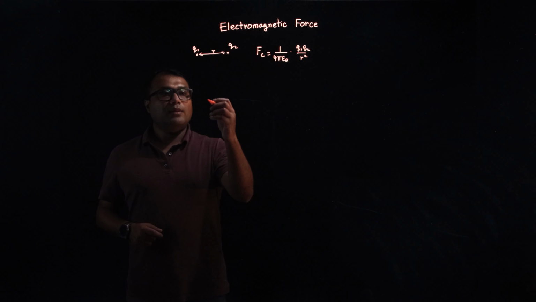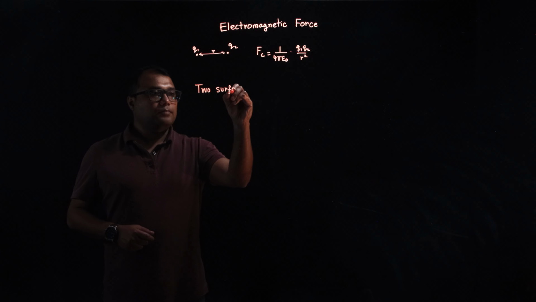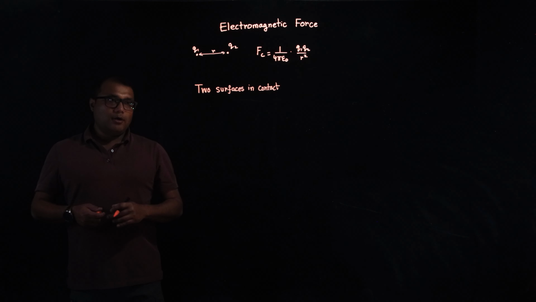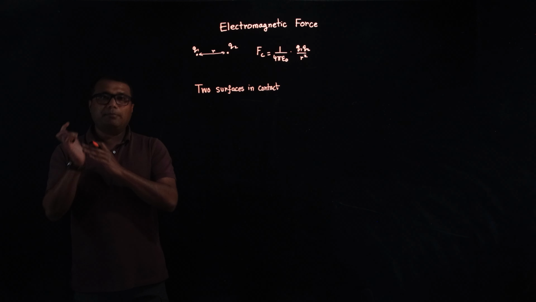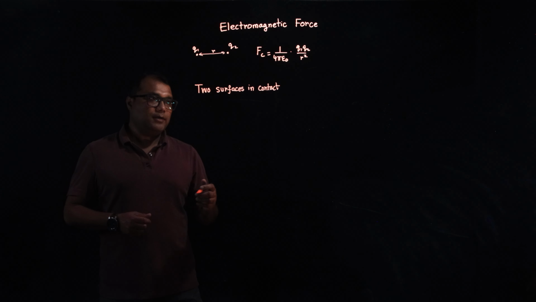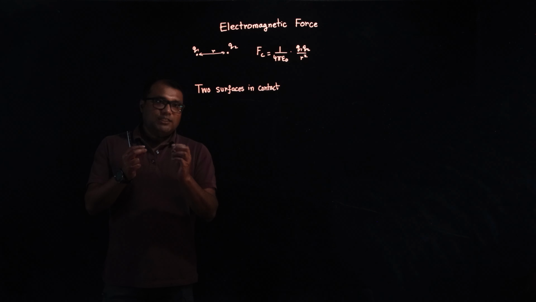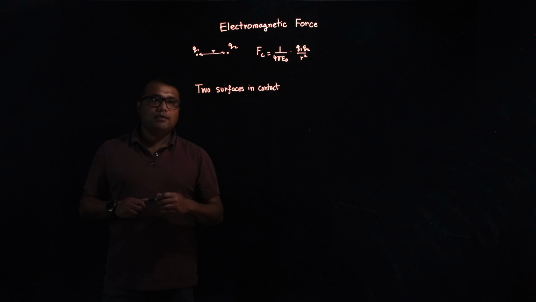Now, this force manifests in different ways. For example, if there are two surfaces in contact, due to two surfaces being in contact, there could be different kinds of forces applicable on the surface of contact on these two surfaces. Okay, how do these forces originate? That is because of electromagnetic forces. The charged particles of those two surfaces interact with each other, and that's the reason for any surface force that might arise.